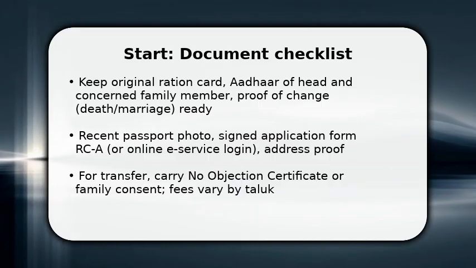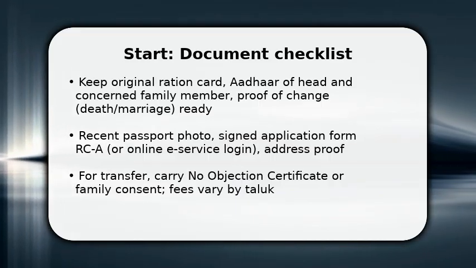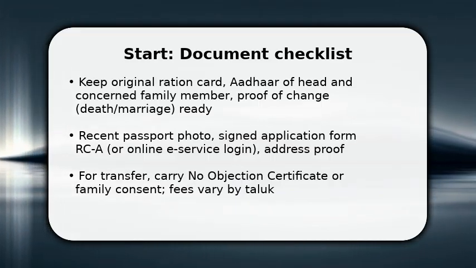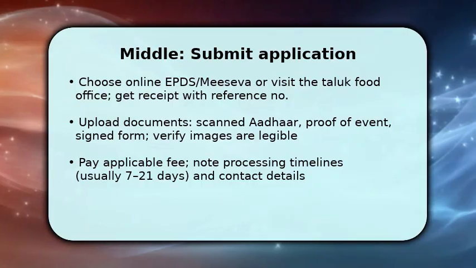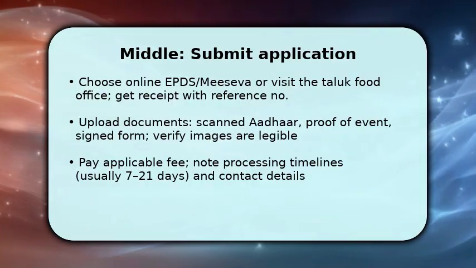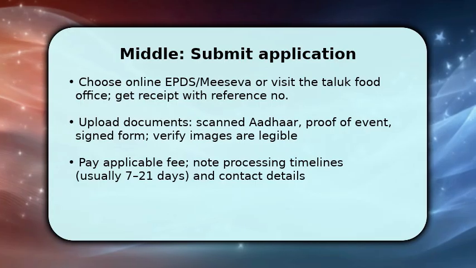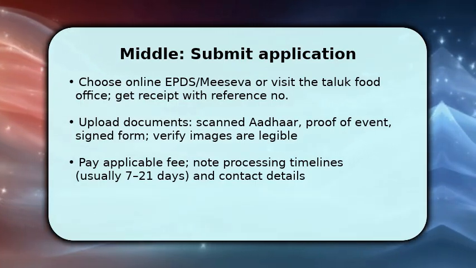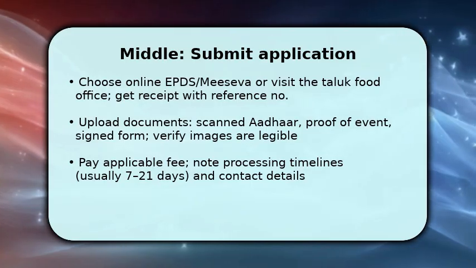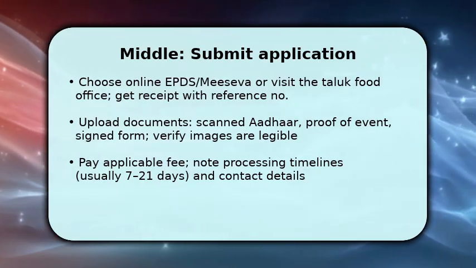Make sure to include proof for the change reason, death certificate, marriage, court order, because the clerk or system will validate it before proceeding. You now submit the application either online via the EPS/MiSeva portal or in person at the Taluk Food Office. Upload clear scans of Aadhaar, the event proof, and the signed form because illegible files cause delays.